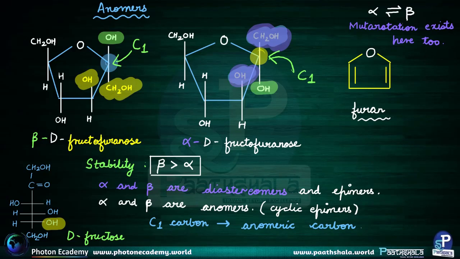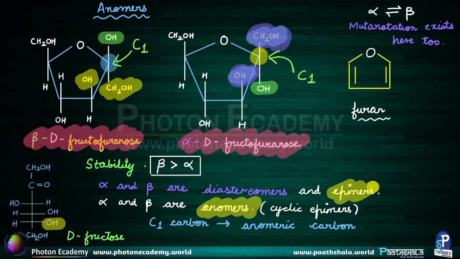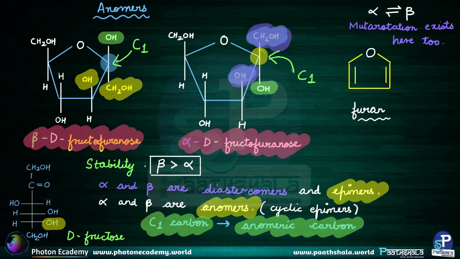So we have highlighted a lot of points from the alpha and the beta form. The main point here that we were discussing was beta-D-fructofuranose and alpha-D-fructofuranose. In this, we have seen that they are anomers of each other. They are also epimers, and since they are cyclic epimers, they are called anomers. We have also established the fact that the C1 carbon here is the anomeric carbon. So here we are seeing all the properties that occur in cyclic fructose.